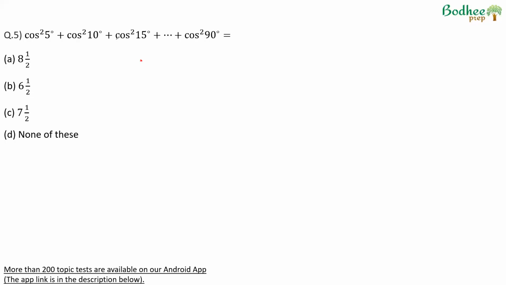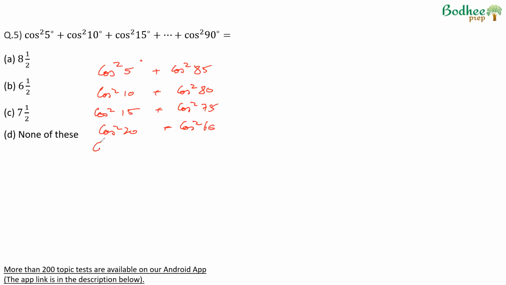Now the sum cos square 5, cos square 10, cos square 15, and so on till cos square 90. What we'll do is make pairs of numbers that add up to 90. Cos square 5 plus cos square 85, cos square 10 plus cos square 80, cos square 15 plus cos square 75, cos square 20. I don't have to write all of these, but just to be sure that I don't miss a case, cos square 25 plus cos square 65, this is 70, this is 65.